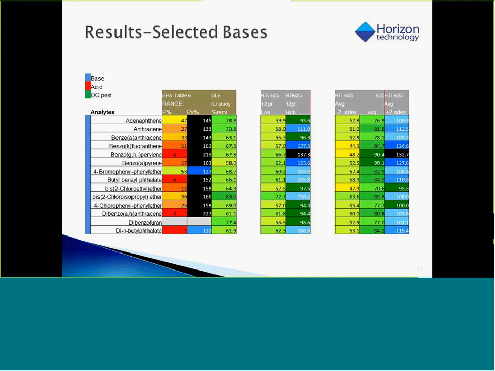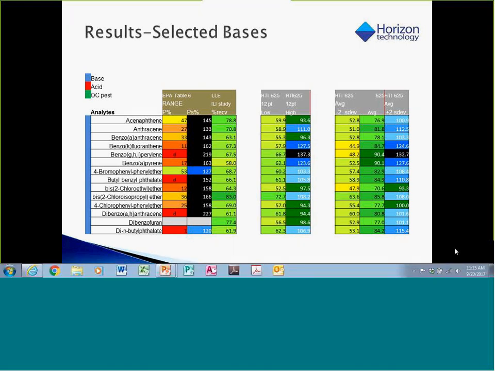And here we show a chart with colors on it, and I just mentioned that because I'll go through and define what you're looking at. The first 2 columns, the chart with the gold header, are the EPA Table 6 range of allowed recoveries. So, for example, for acenaphthene, 47 to 145% recovery is acceptable. Next to that, you see the ILI average percent recovery. In the second set of 2 columns, you see the low and the high of 12 laboratories, the 12 sets of data that we're looking at.